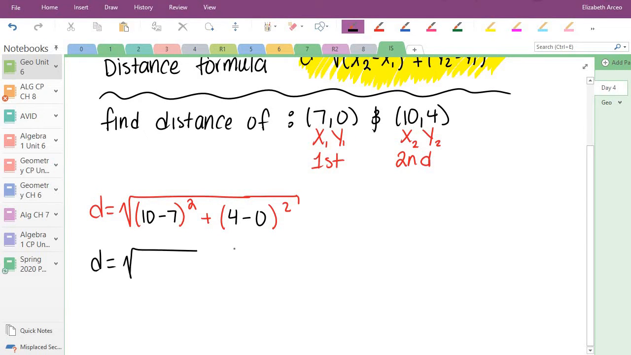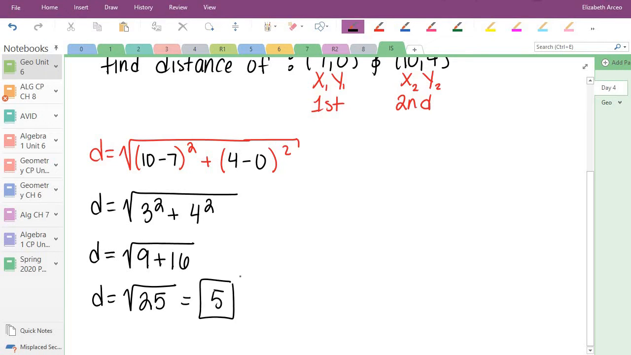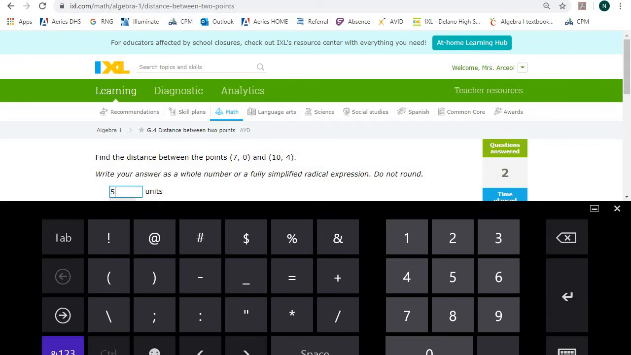The difference is equal to, if you reduce this, 10 subtract 7 is 3 squared, add 4 subtract 0 is 4 squared. The difference is equal to 3 squared is 9 and 4 squared is 16. So the distance is equal to the square root of 9 plus 16, which is 25, and the square root of 25 is 5. So when you go back to your IXL, it wants whole numbers or simplified radical expressions, so your answer is just 5 because it doesn't have a radical.